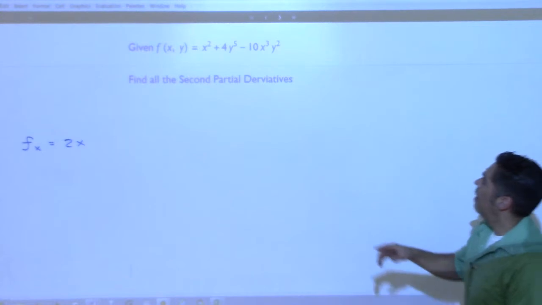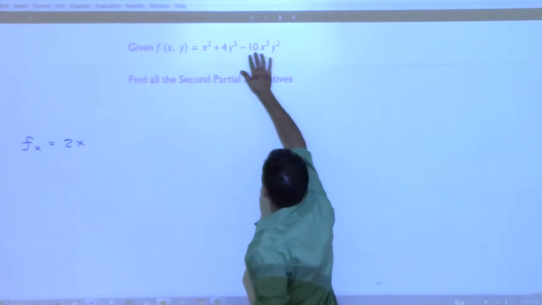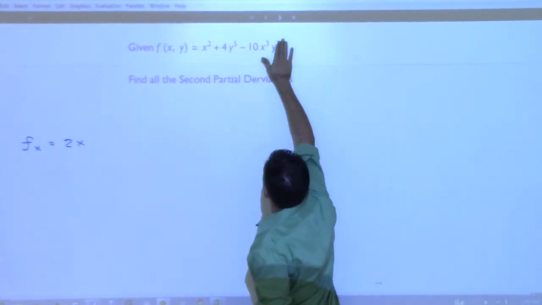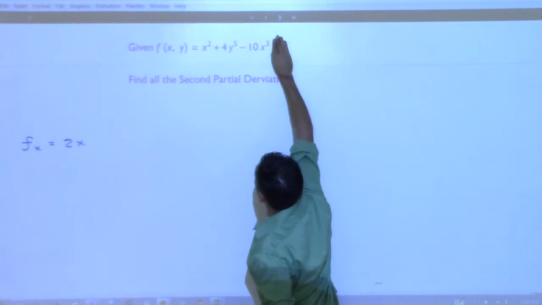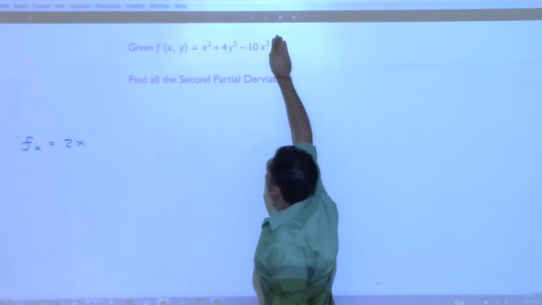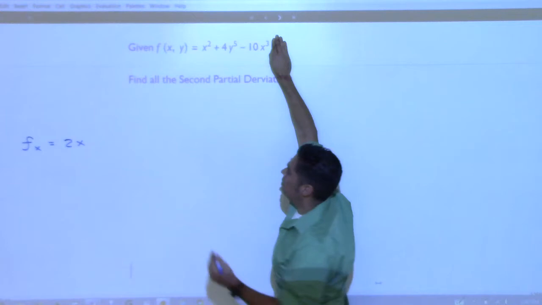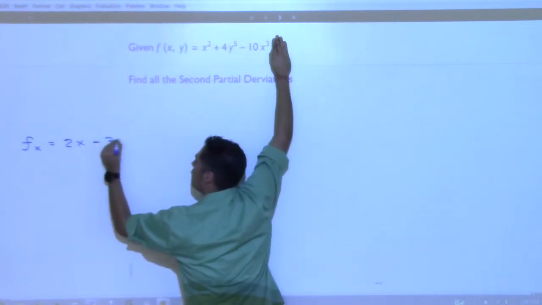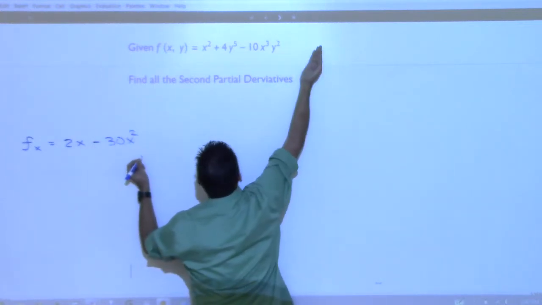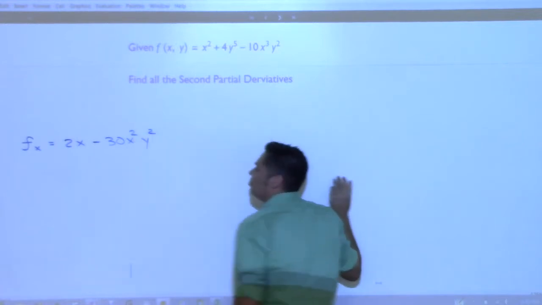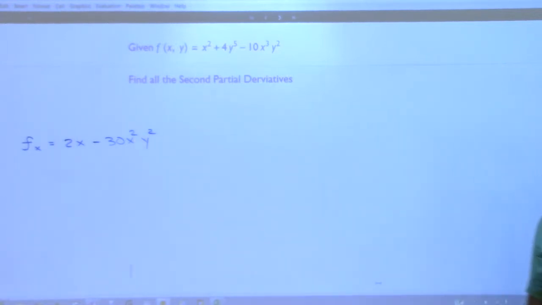Yes? And then we have minus, this part right here, the y squared is a constant, so I'm just going to ignore it for now. Take derivative of that, and you said negative 30x squared, right? So I'm going to put negative 30x squared, but then we still have that constant, y squared. Is that good? That's your partial with respect to x.